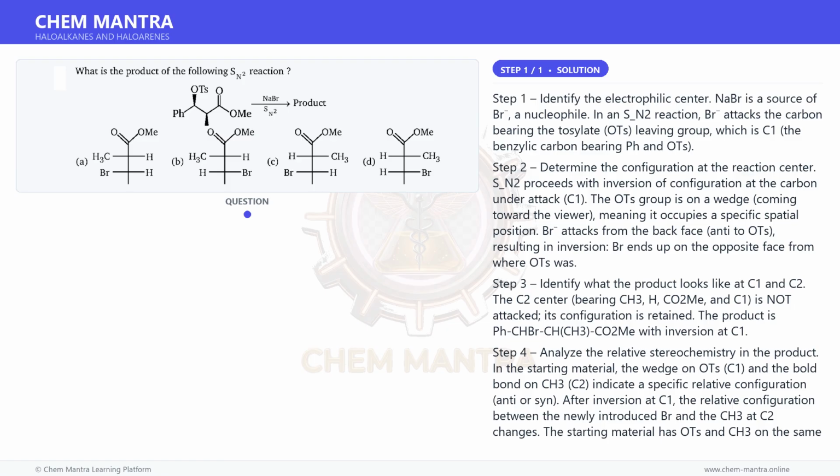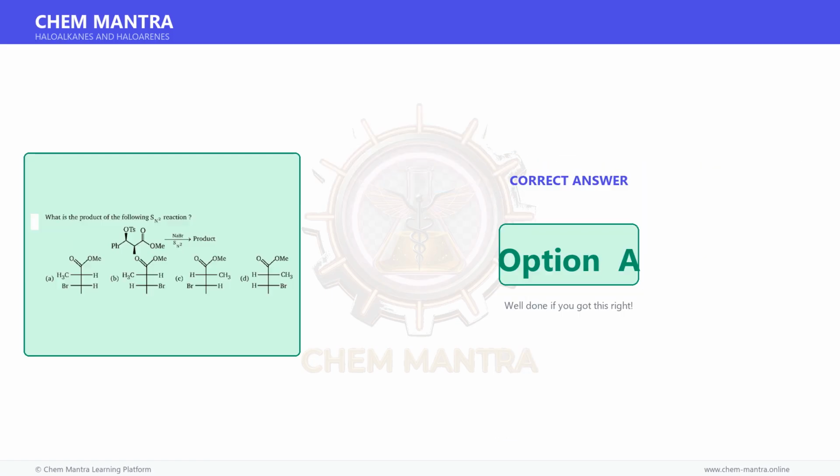Step 6. Eliminate other options. Options B, C, and D either show the wrong regiochemistry, attack at C2 instead of C1, retention instead of inversion, or the wrong relative configuration of Br and CH3. Therefore, the correct answer is A. Therefore, the correct answer is option A.